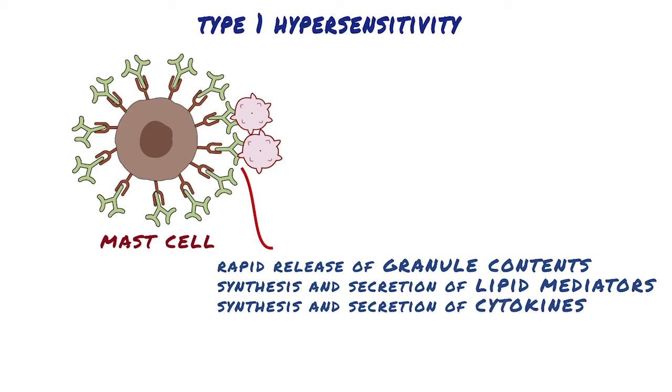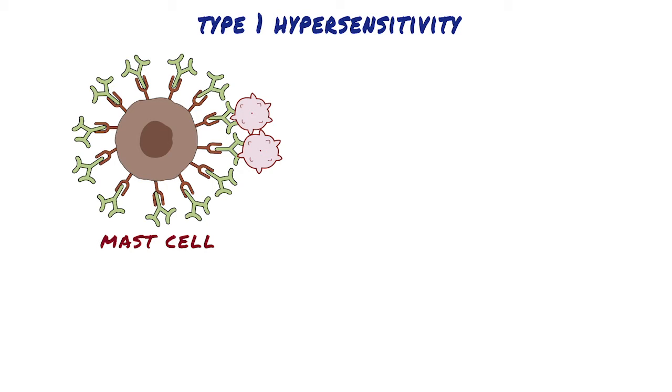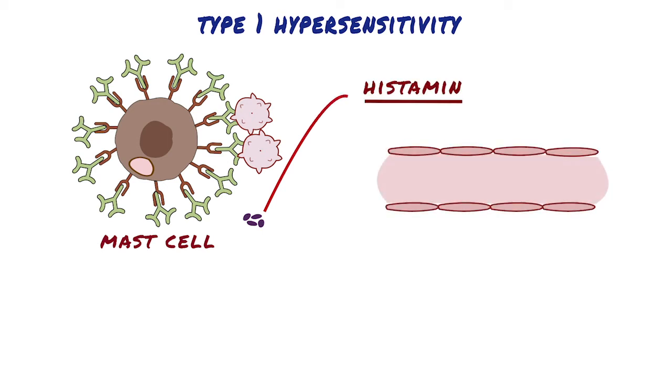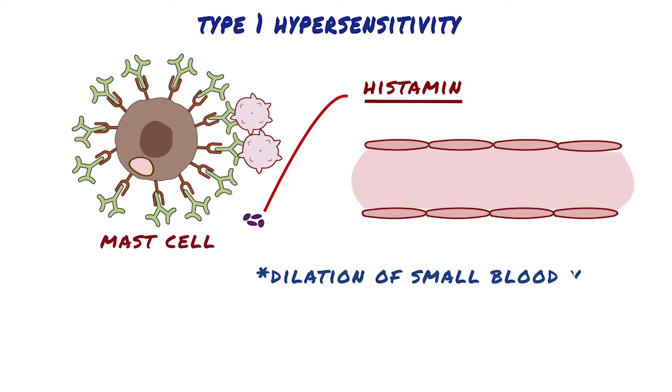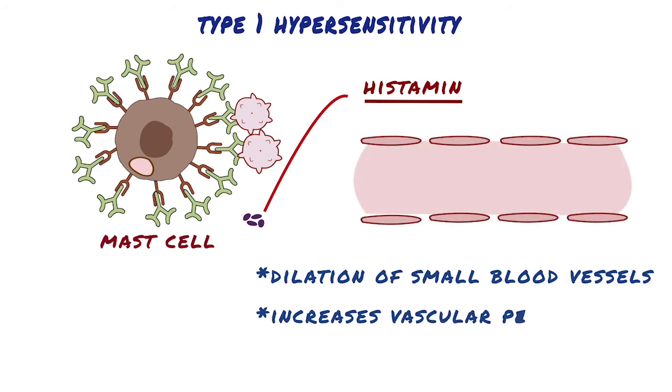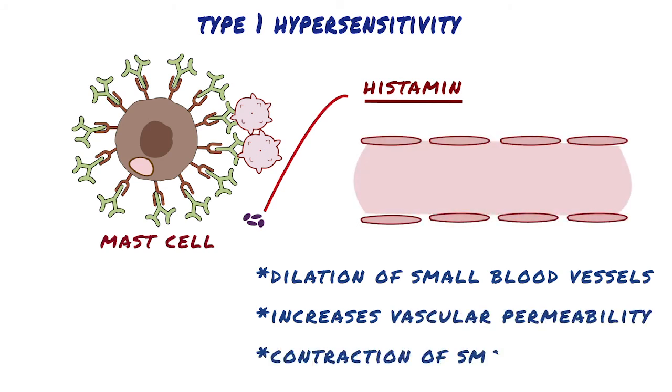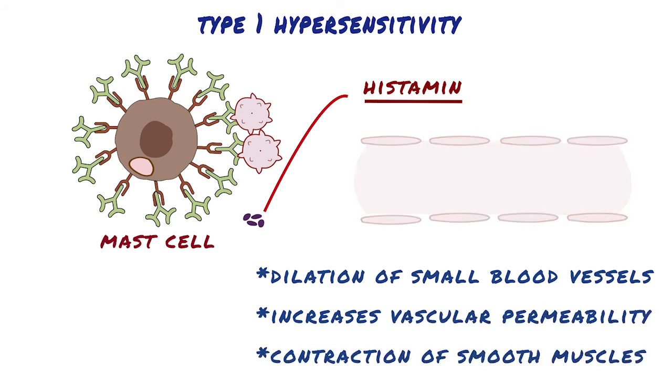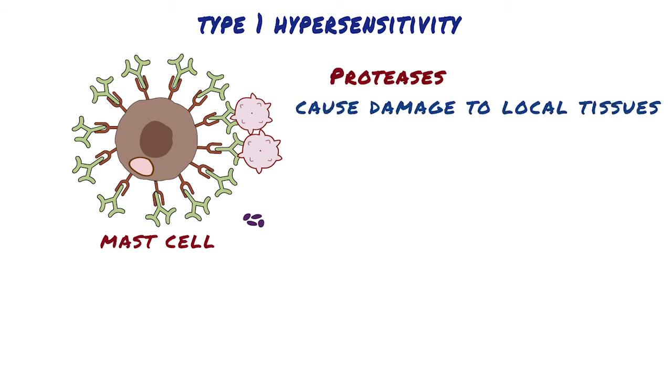The most important mediators produced by mast cells are vasoactive amines and proteases stored in and released from granules, newly generated and secreted products of arachidonic acid metabolism, and cytokines. These mediators have different actions. The major amine, histamine, causes the dilation of small blood vessels, increases vascular permeability, and stimulates the transient contraction of smooth muscles. Proteases may cause damage to local tissues.